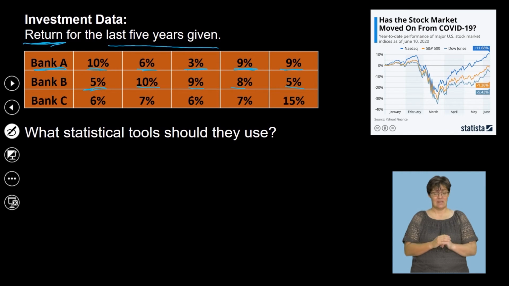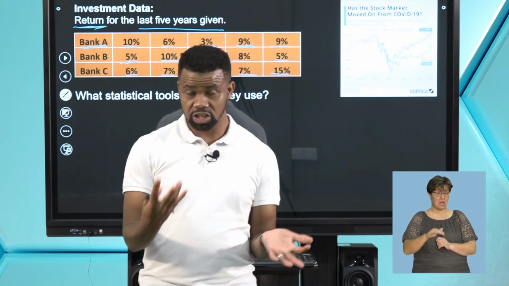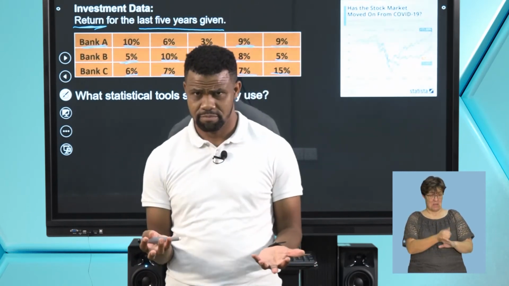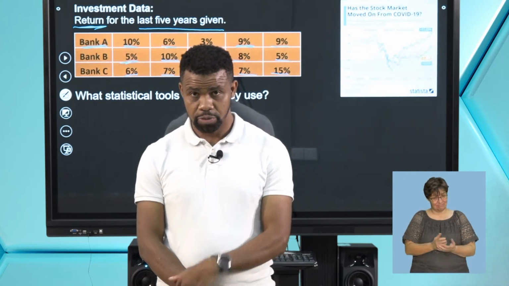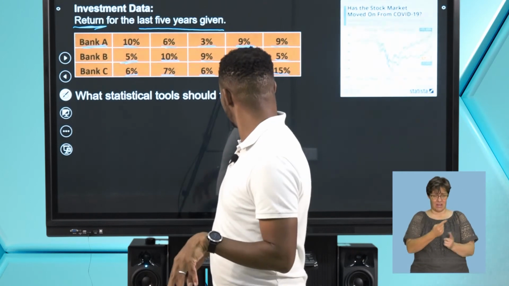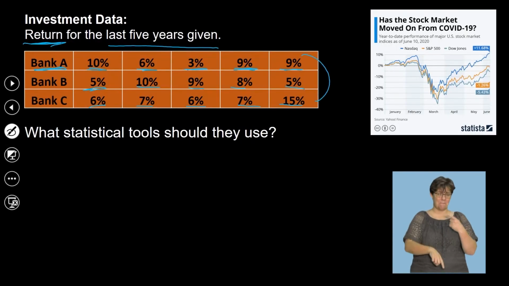Bank C, which is 6%, 7%, 6, 7, and 15. Bank C looks lucrative based on 15. But is that the best? In year 5, it outperformed Bank B by 10% and outperformed the first bank by 6%.